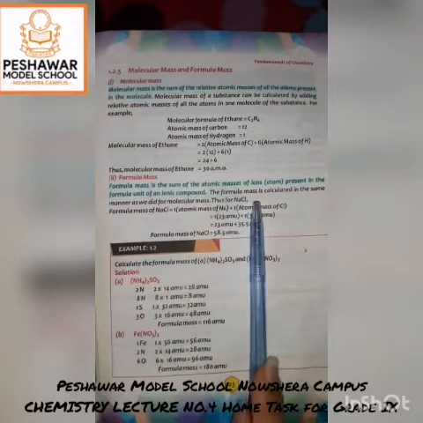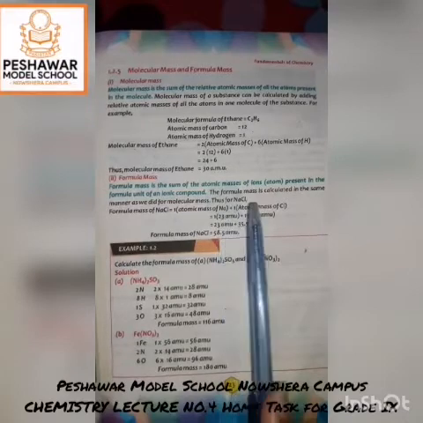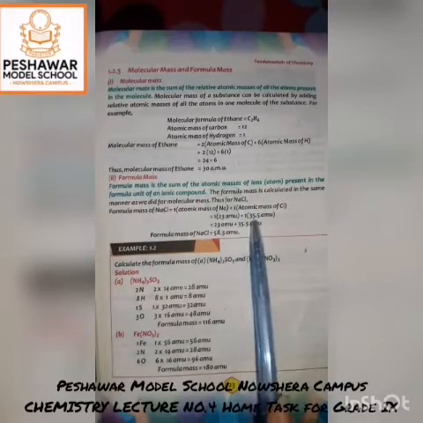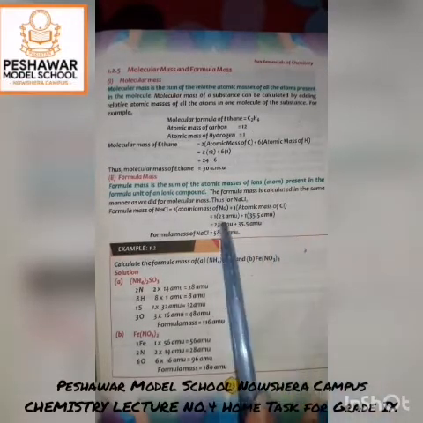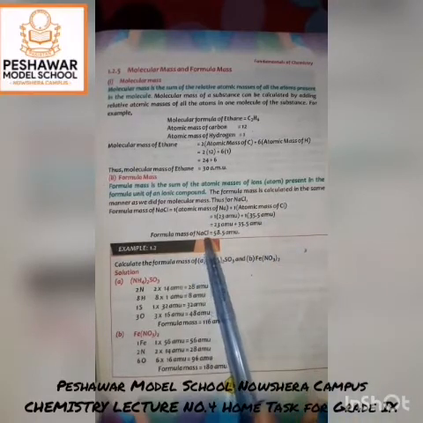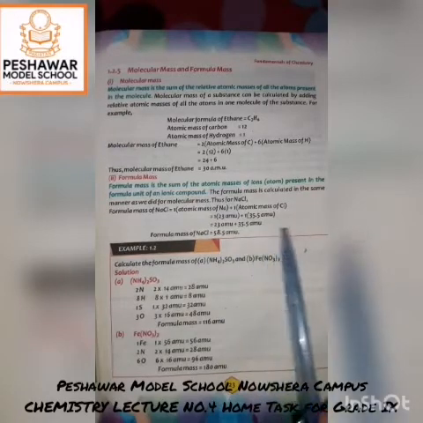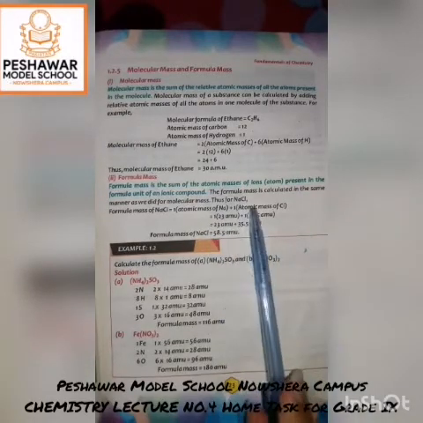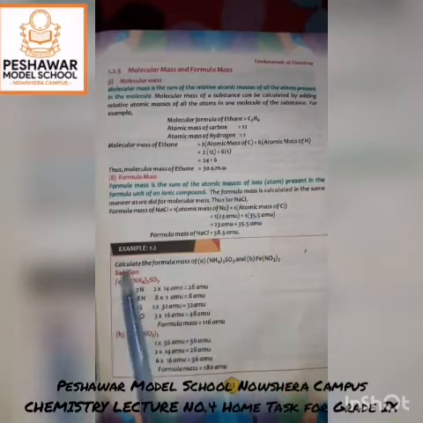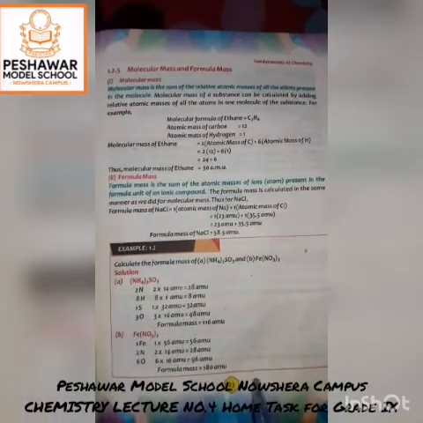How do we find out the formula mass for sodium chloride? The atomic mass of sodium is 23 and the atomic mass of chlorine is 35.5. When we add 23 with 35.5, the formula mass of sodium chloride will be 58.5 AMU. You have to find out the atomic mass of the elements from the periodic table. Now example 1.2 is already solved in your book. You have to try this problem by yourself.